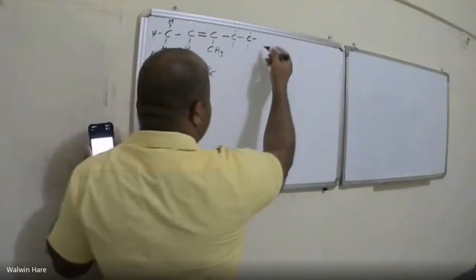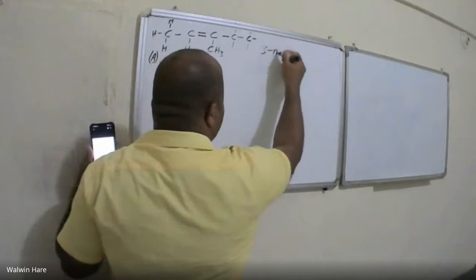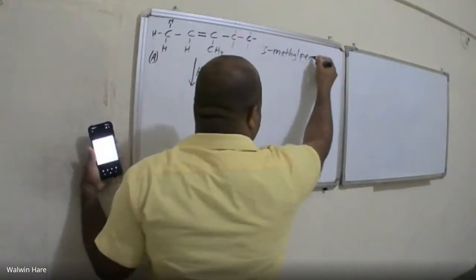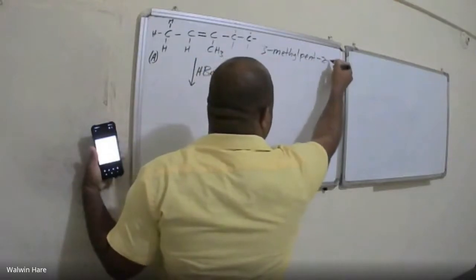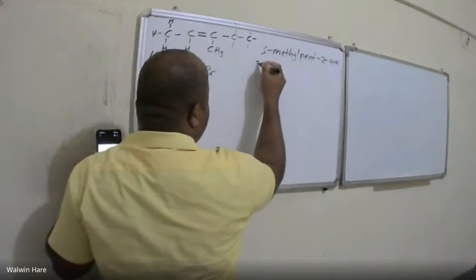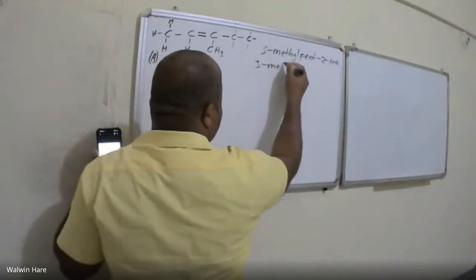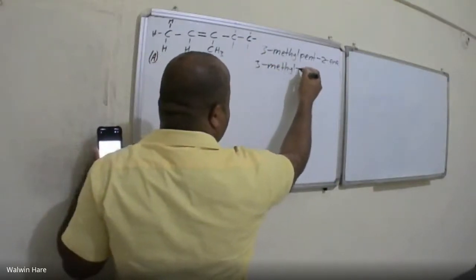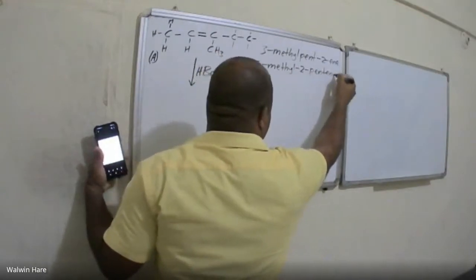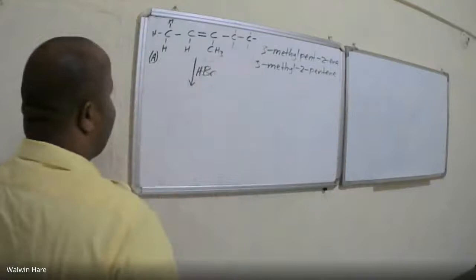3-methyl pentene. Alright, so 3-methyl pentene. If you want, you can say 3-methyl 2-pentene. Alright, so that is compound A.